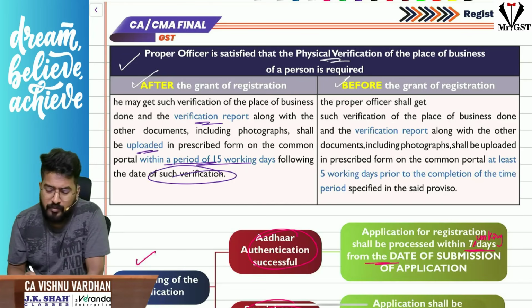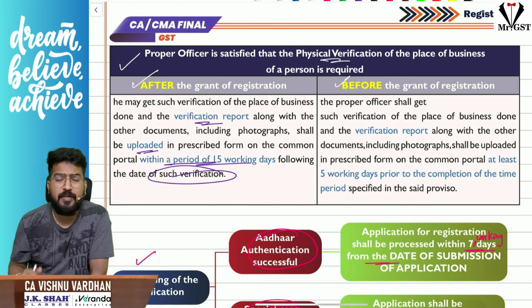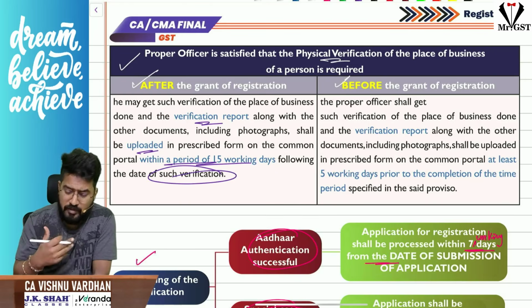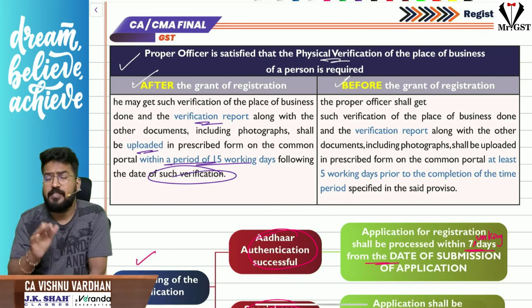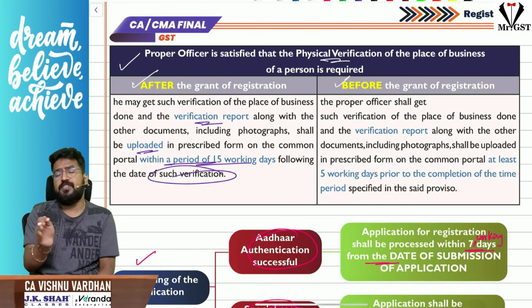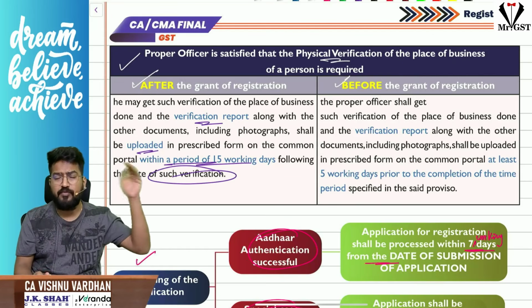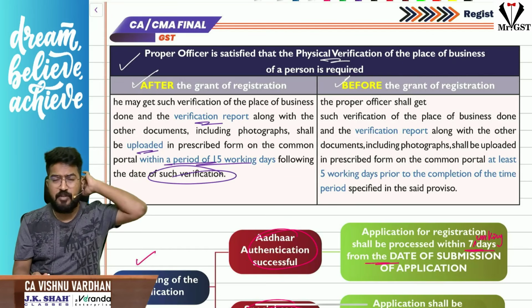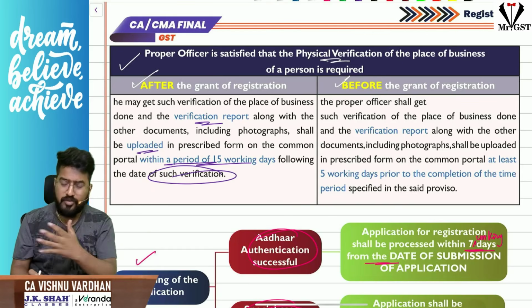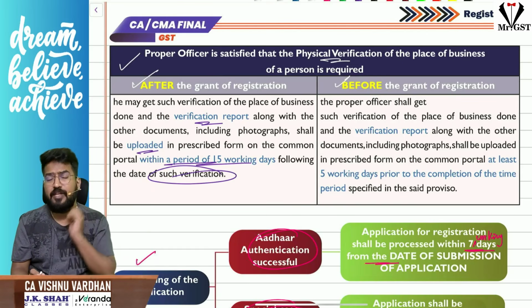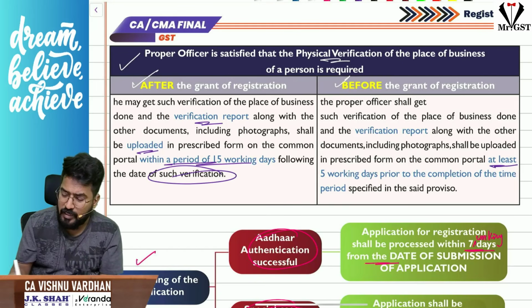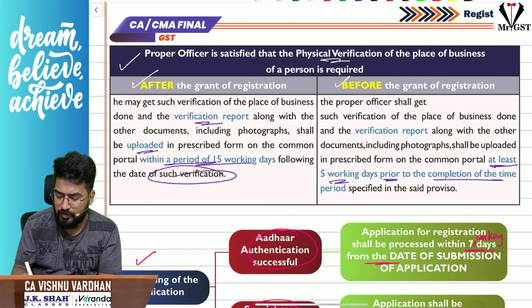Now, sir, before the grant of registration, that means your application has to be verified, correct? So the physical verification is being done by somebody who will come and do the physical verification, and they will upload a report to the other officer. That officer will process the application fully and grant you the registration certificate. So whoever is coming for the physical verification should complete it at least 5 working days prior to the completion of the time limit.